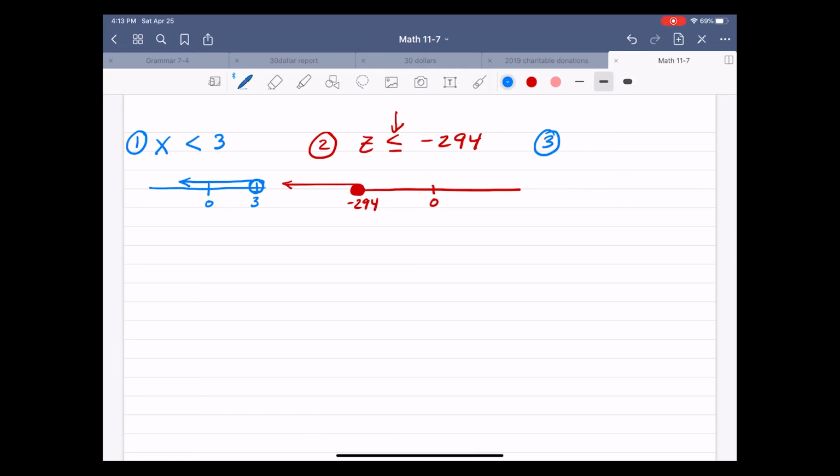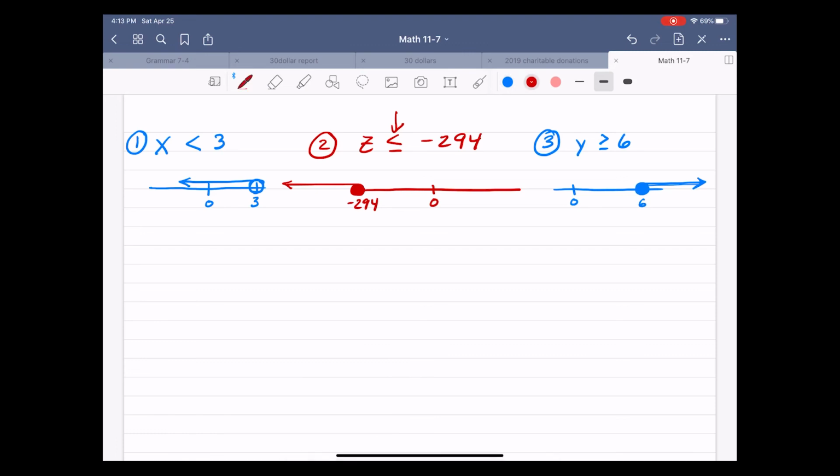Number 3, y is greater than or equal to 6. So let's graph this one. Here's our 0, here's our 6. Because it's greater than or equal to, we know our point is filled in. It is a filled circle. And so our value can include 6 and everything greater than 6.